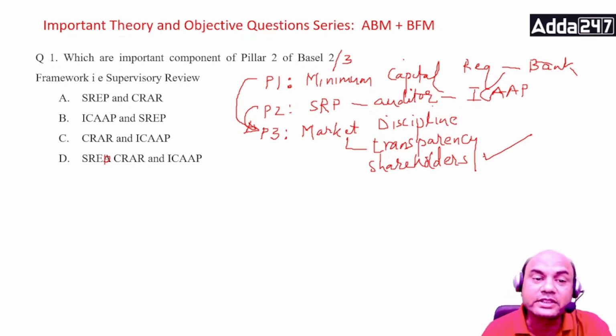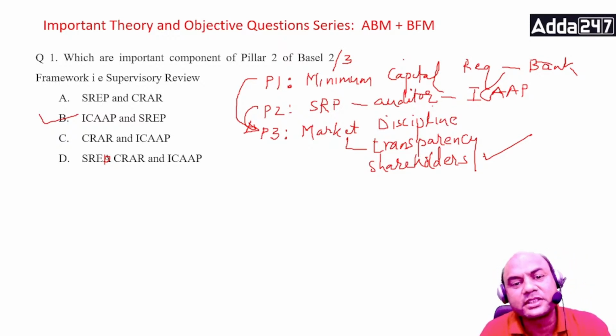Okay, now let's come to this question. Which are the important pillars? Already I have answered. ICAP is there, SREP is there. See this. B is the answer, isn't it? Clear? Type yes in the comment section if you have understood this. Okay, move on.